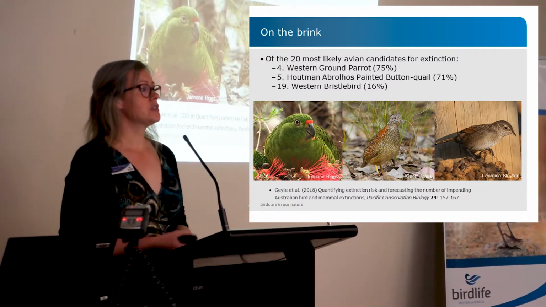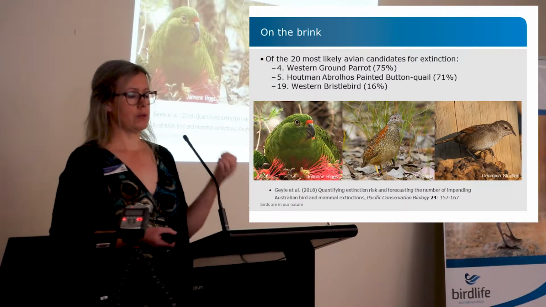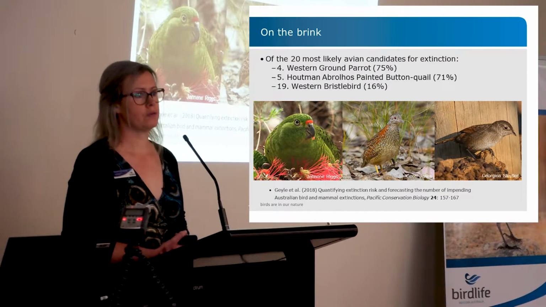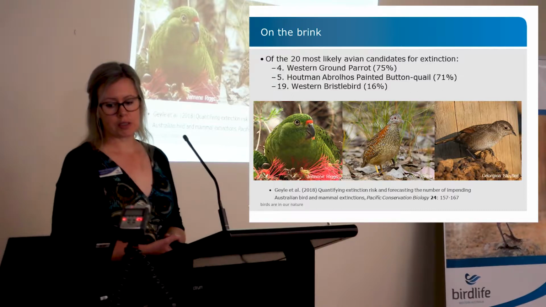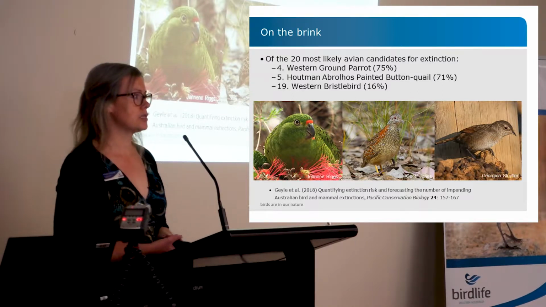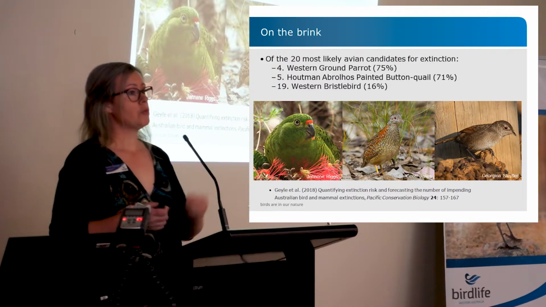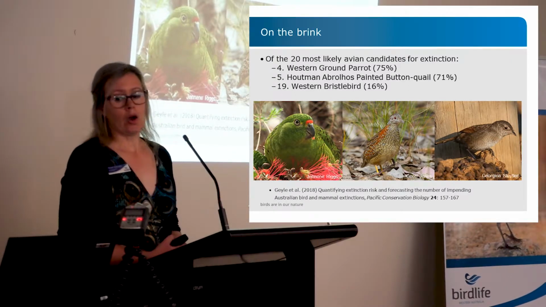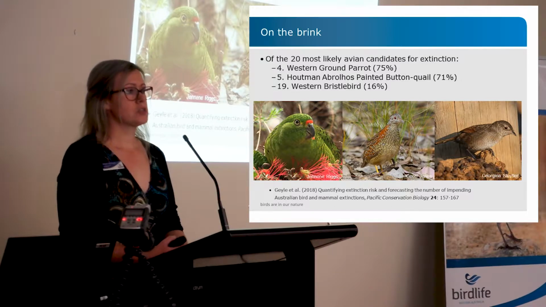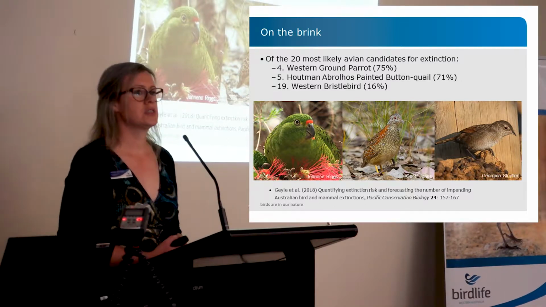However, despite there being rediscovery, we do have birds that are on the brink. There was a paper that came out earlier this year that was looking at classifying bird and mammal species by their likelihood to go extinct within the next 20 years. Of those 20 avian candidates to go extinct in the next 20 years, Western Australia has 3.